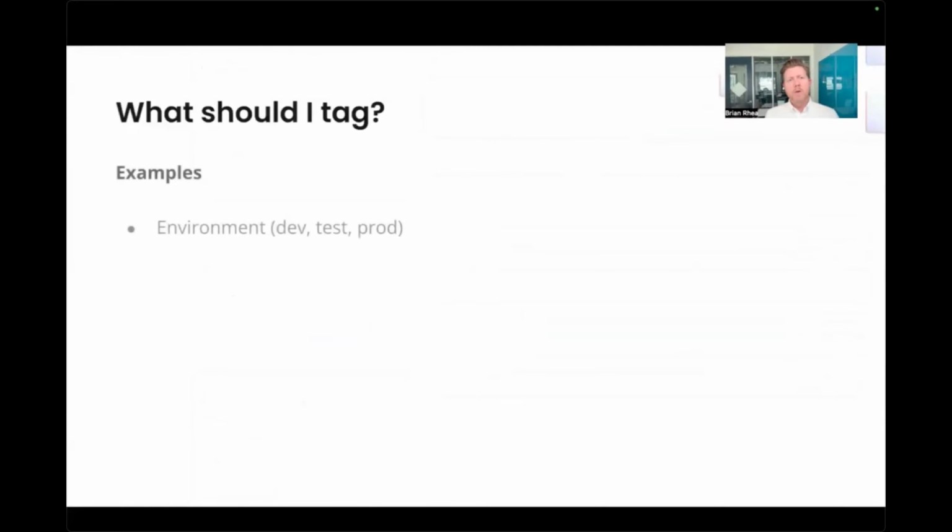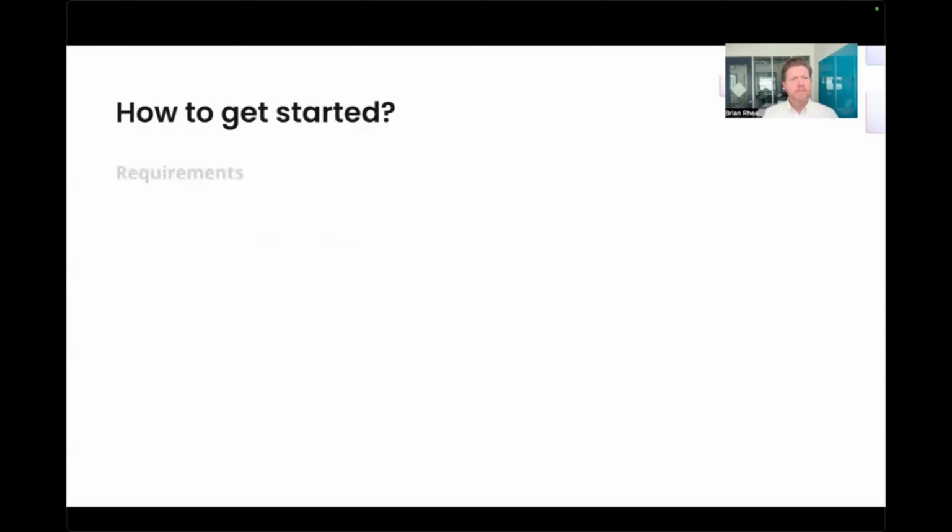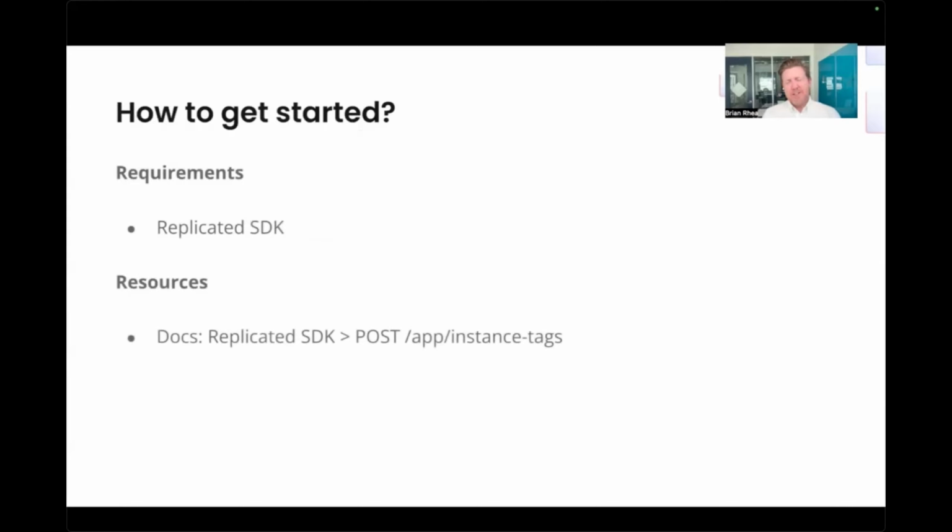And so what are some things that you might consider tagging? Some things that we've seen vendors already using this for is to indicate what environment this instance is running in, what database the end customer is using, or whether there is some location like a facility ID, or geographic information, that might be interesting for your team to know. To get started, once again, the replicated SDK is going to be a common occurrence throughout my presentation here. Just be sure that that's installed alongside, and search our docs for post app instance tags, and you'll find a very simple example of how you can get going.